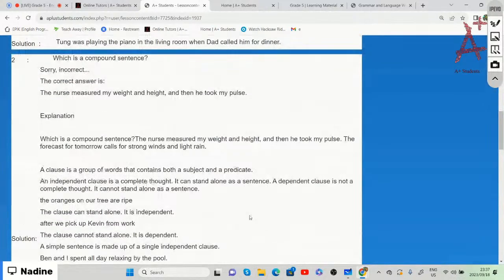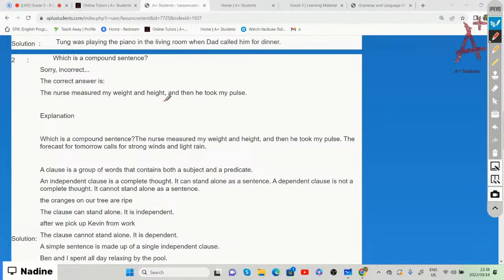We need to find the compound sentence. The nurse measured my weight and height, and then he took my pulse. And there we have a comma and, right? And this is a compound sentence. And remember, we said a compound sentence is two simple sentences joined by a comma as well as a coordinating conjunction. So which means that we are choosing this one, because like I said, there we have comma and.